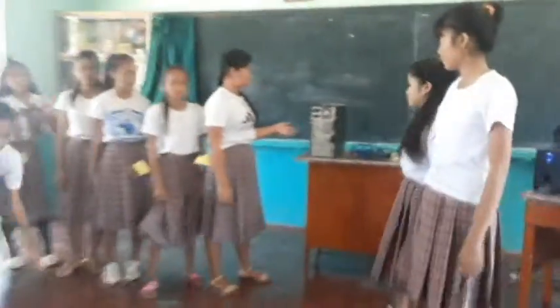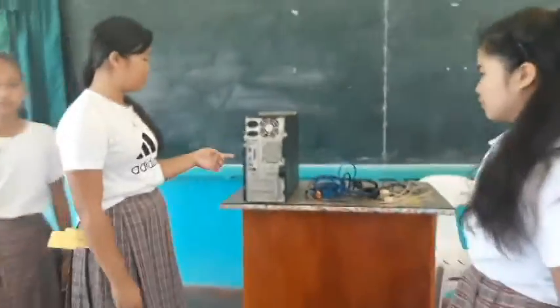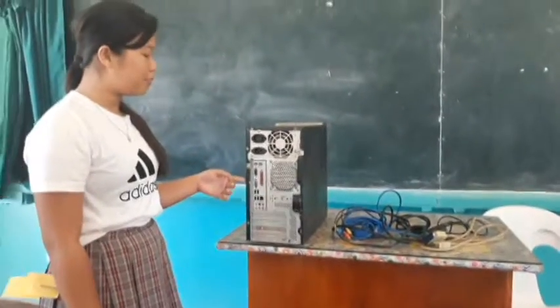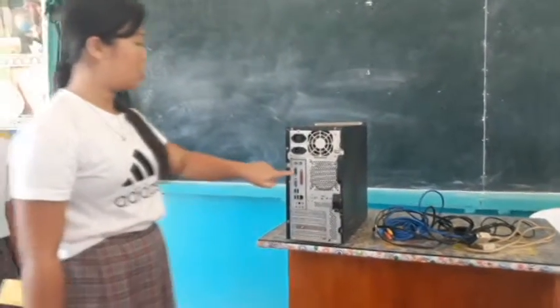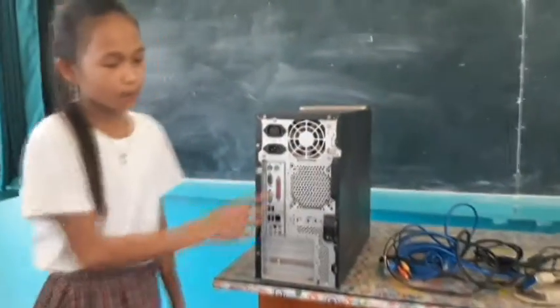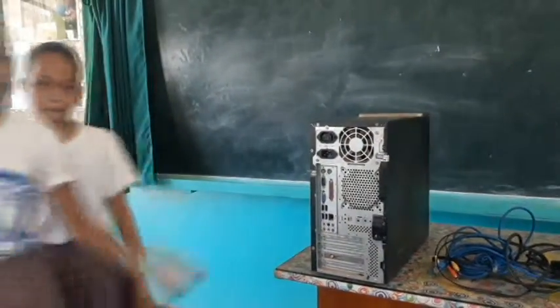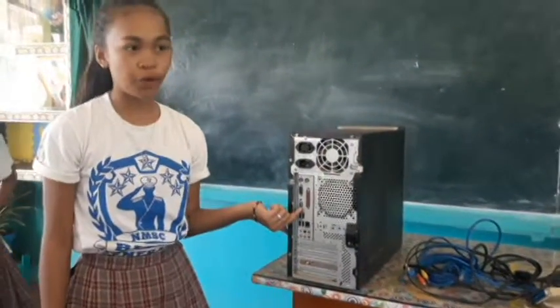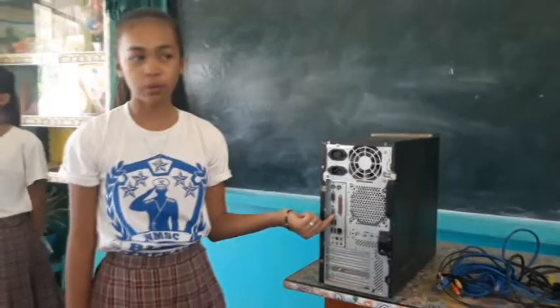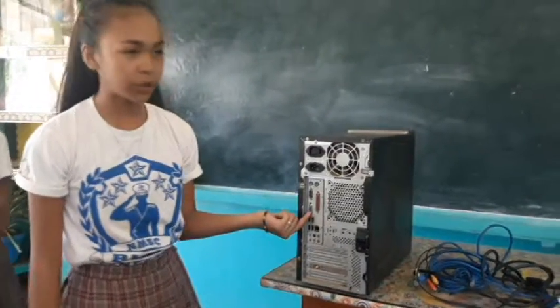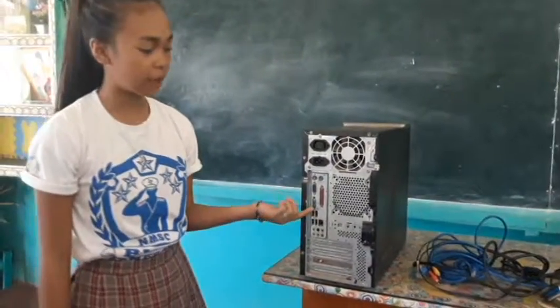Kinds of ports. The first port is the serial port, intended for a serial type mouse and older cameras. This is the parallel port, which is only for old modems. This is the VGA port. It is used to connect monitors. It has 15 pins and it is a female port.